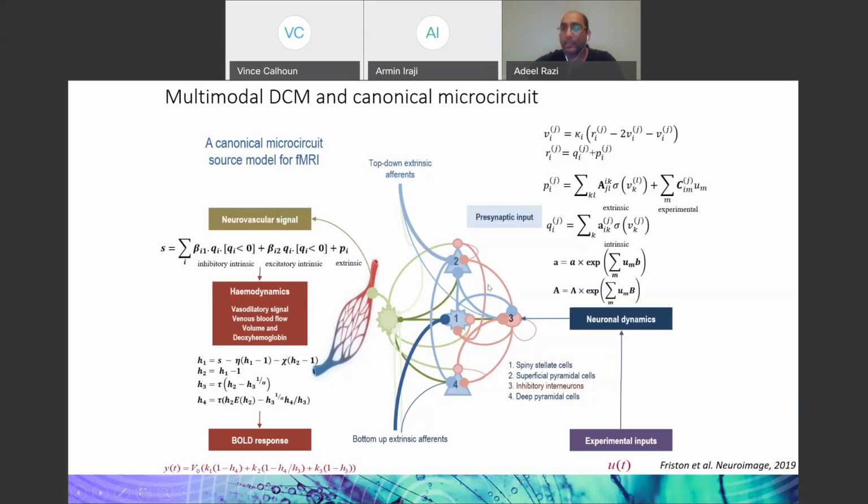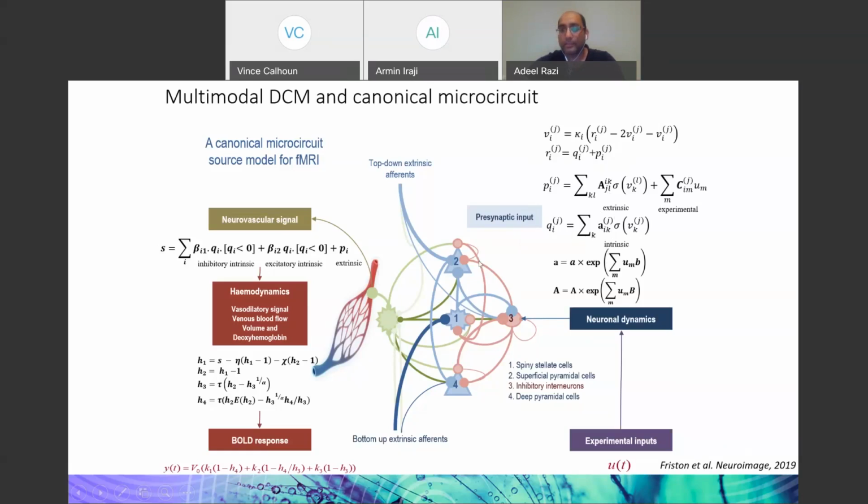Each of these populations has two states, P and Q. So each population is modeled with two hidden states, and these are modeled by second order differential equations. These equations model the depolarization of each population, where you have an experimental input, and you also have an afference from other populations, or from a population in a different region.